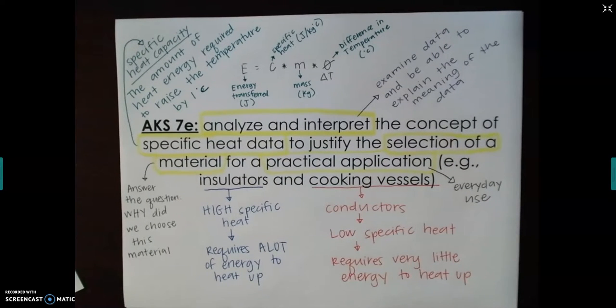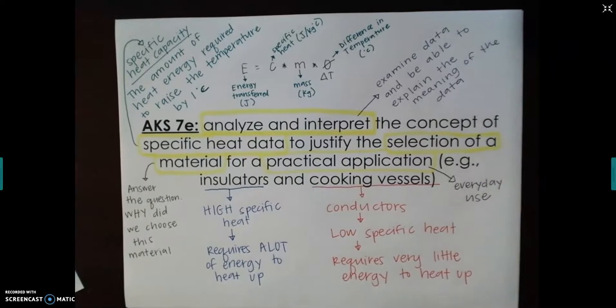So by the end of this standard, we should be able to look at data and explain what that data is telling us. We should be able to identify the specific heat of any material and identify how we would use it in everyday life based on its specific heat capacity. If it has a high specific heat or a low specific heat, we're going to be able to determine that this material is best to be used in this way.